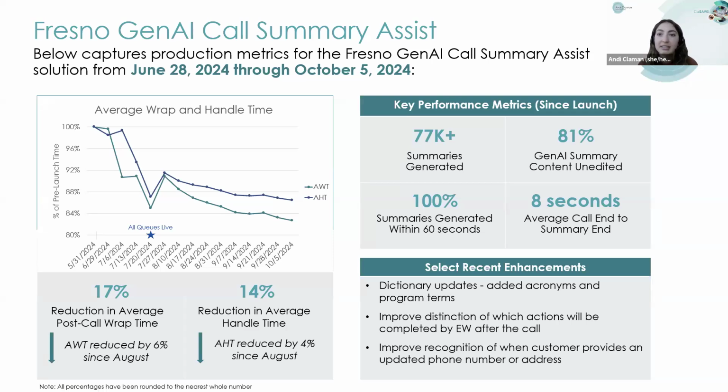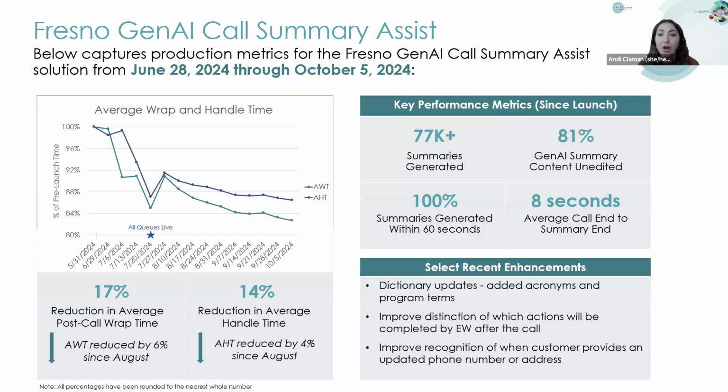Starting with the graph on the left-hand side of the slide here, the graph shows the end of the pre-launch period of May 31st and then moves into the following weeks where Gen AI was deployed in 3 phases. All queues were live on July 20th, as indicated by the star on the graph. Just after the pre-launch time period, we see some fluctuations in the average wrap and handle times, and as we move forward, the graph stabilizes, revealing a clear downward trend in average wrap and handle time.